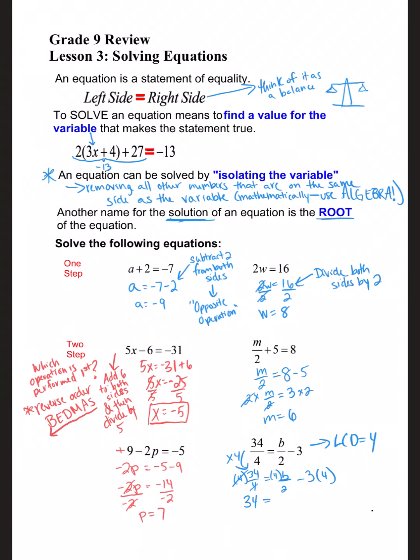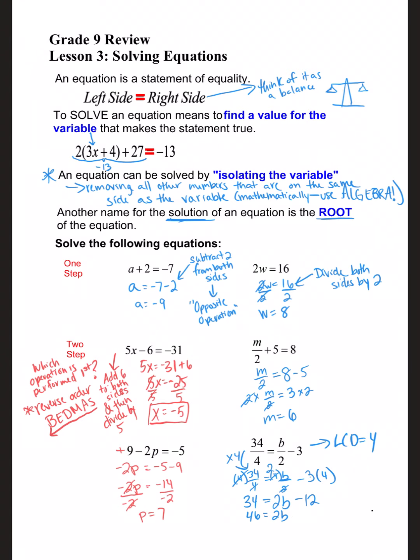Okay, and then we will have the 4 times b over 2. The 4's and 2's will reduce to 1, so you'll just be left with 2b. And then 3 times 4 is a minus 12. Okay, so from there we should be able to simplify or do some rearranging while we simplify. So I'm going to add 12 to both sides. 34 plus 12 is going to be 46 equals 2b.